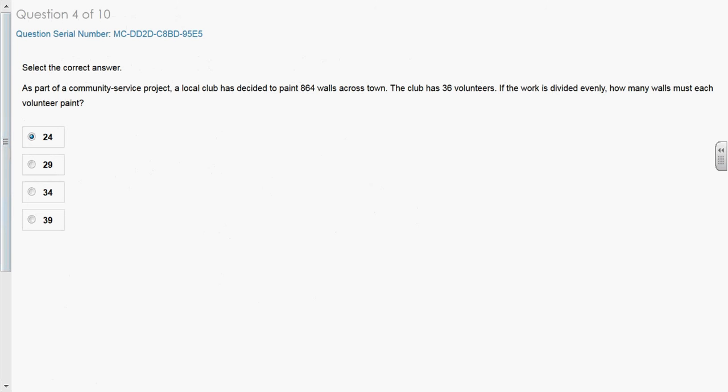As part of a community service project, a local club has decided to paint 864 walls across town. The club has 36 volunteers. If the work is divided evenly, how many walls must each volunteer paint? So that's going to be 864 divided by 36. And on my calculator, when we do that division, we get 24.